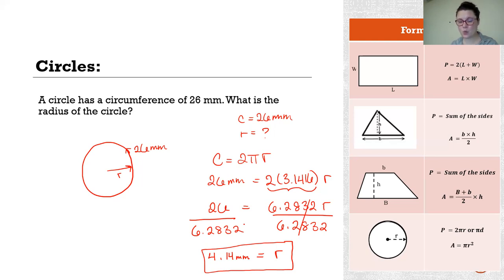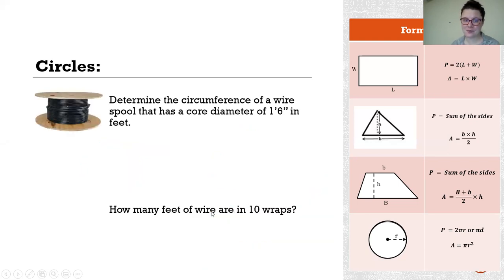I think I have one more example for you for circles, and then we'll pause. Determine the circumference of a wire spool that has a core diameter of 1 foot 6 inches in feet. 1 foot 6 inches is how many feet? You shouldn't have to think about it. It's not 1.6. 6 inches is half of a foot. This is 1.5 feet. If you are unsure, take your inches and divide it by 12 and then add the feet onto it. So that's 1.5 feet.